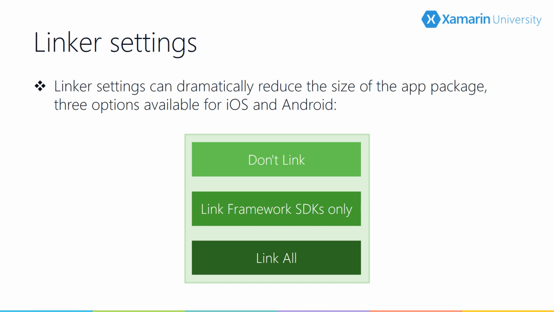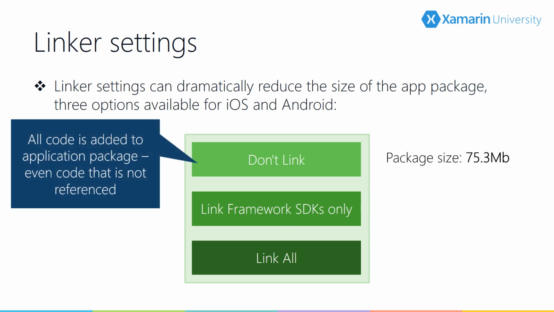Now, note that Microsoft has its own optimization techniques for Windows, which are for the most part done in the store download process. This part isn't relevant for Windows, but is mostly for iOS and Android. Now we've got three options available. Now the first, don't link, do nothing. All the assemblies that you're referencing are simply added to your application package. Now for debug builds, this should be the option you choose as it's the quickest compilation type. However, this also generates the largest application package, as you can probably imagine.